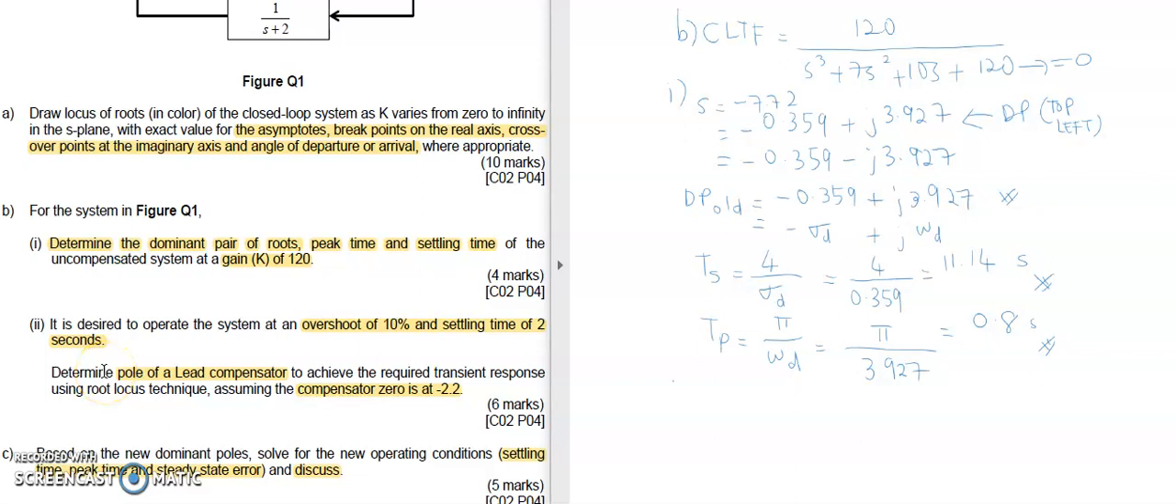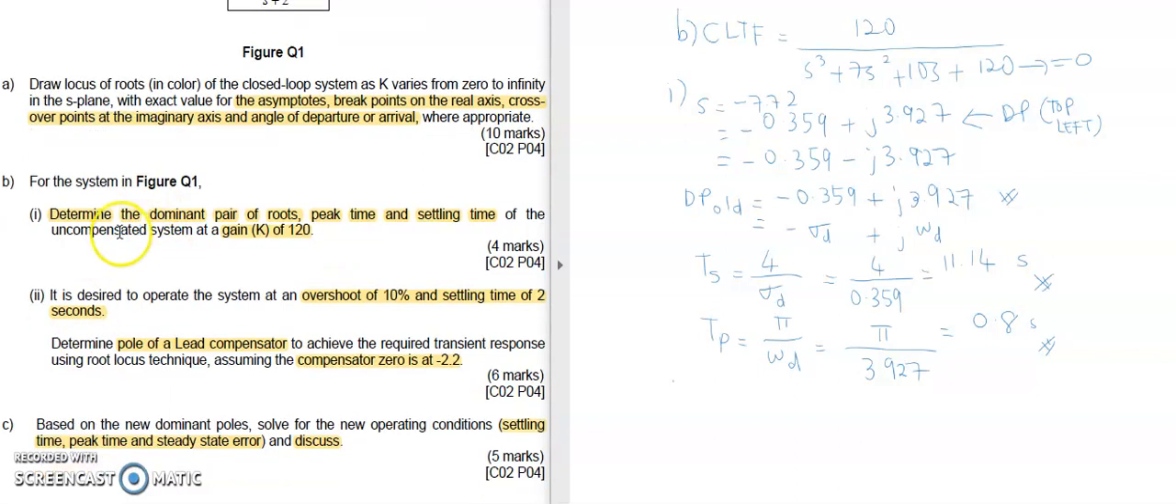Okay, this is from exam June 2018, question 1B. For this one, you need to determine the dominant pair of roots, peak time and settling time of the uncompensated system by using the value of gain K equal to 180. Please remember that the dominant pair of roots must come from the closed loop transfer function.